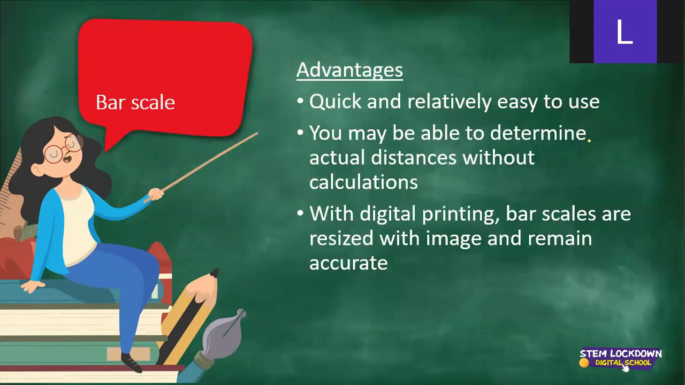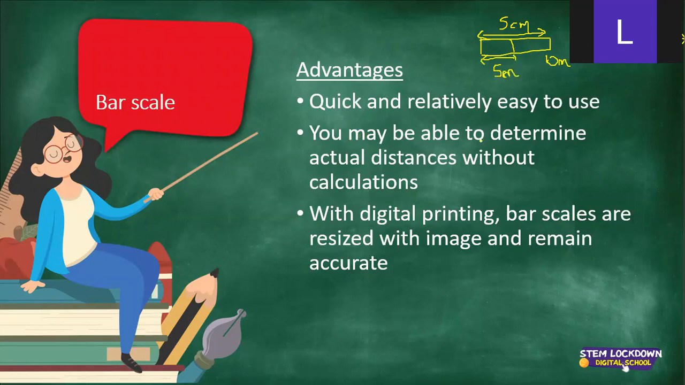Okay, let's look at the advantages of a bar scale. These are usually quick and relatively easy to use. They're very, very easy to use. For example, there's your bar scale. Let's say this distance is 5 centimeters, and you know that in real life it is 10 meters. So if you have a distance of, for example, 10 centimeters, you know that it will be twice as long. So this will be 20 meters. So it is actually easy to work with. If you have a distance of 2.5 centimeters, you can see that it is equal to 5 meters. So it is easy to work with bar scales.